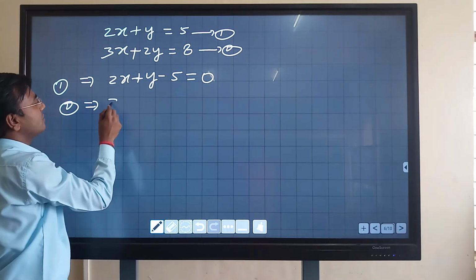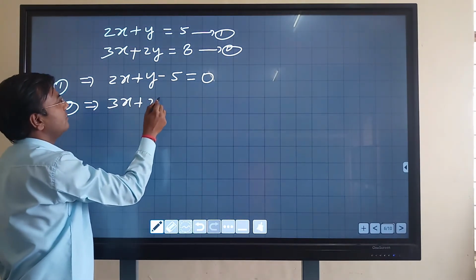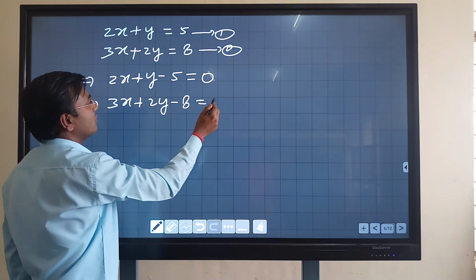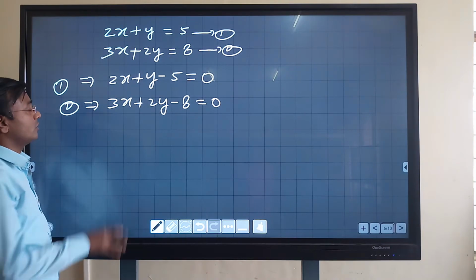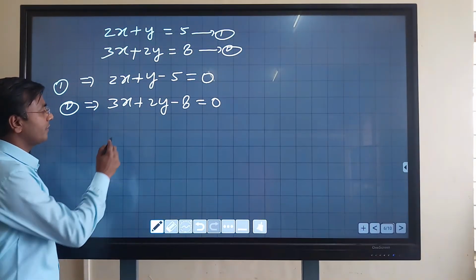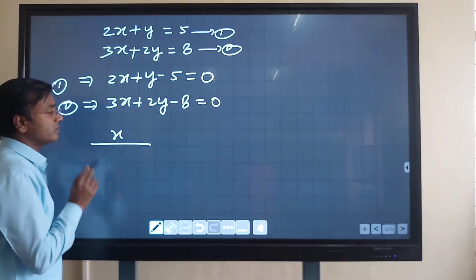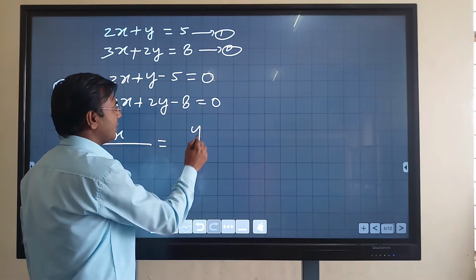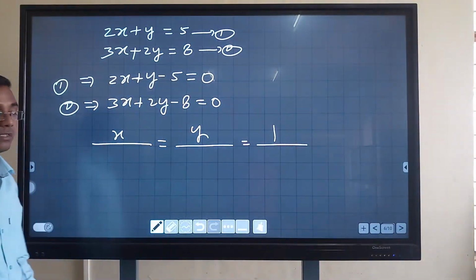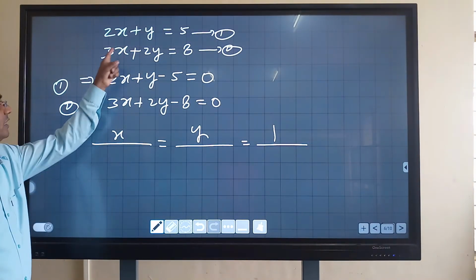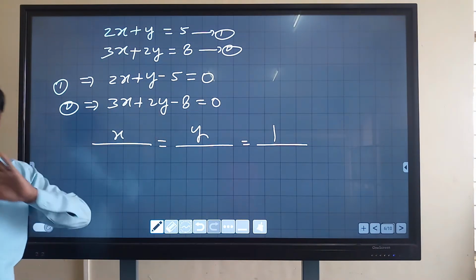Now from second, 3x plus 2y minus 8 equals 0. This is from equation second. So this is step 1. Now this is step second: write x upon, y upon, and 1 upon. Write the variables x, then y, then 1 in all the questions.